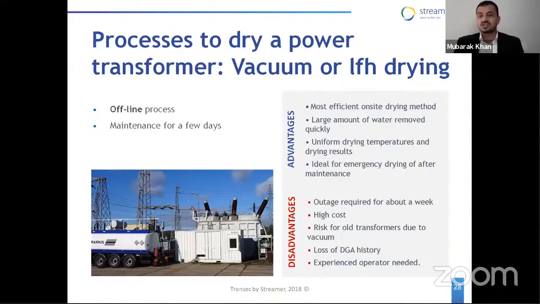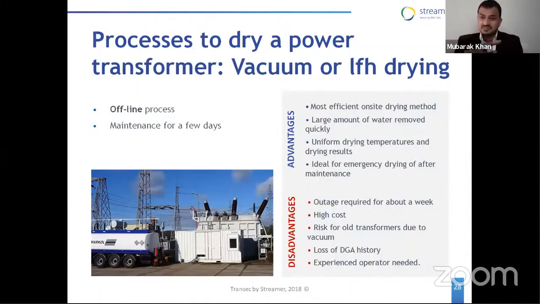Okay, its cost is very high for old transformers because it is applying vacuum to remove the moisture. So for old transformers, there is a chance that the paper which is holding on the winding will leave its place and disperse into the environment. So it is a risk for old transformers to apply vacuum. It may damage the transformer further.